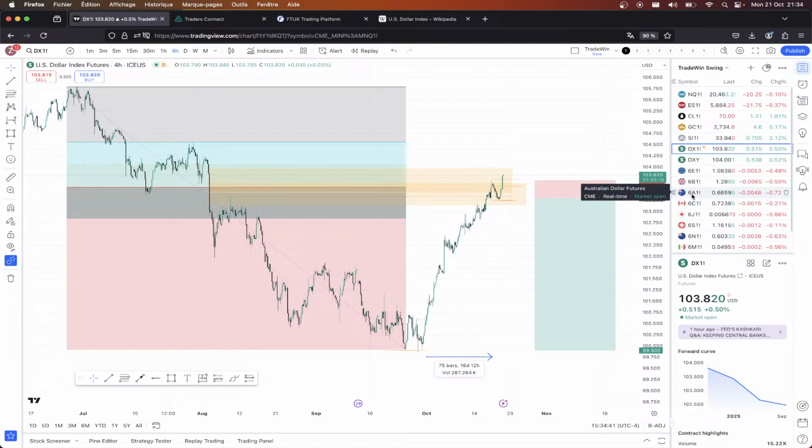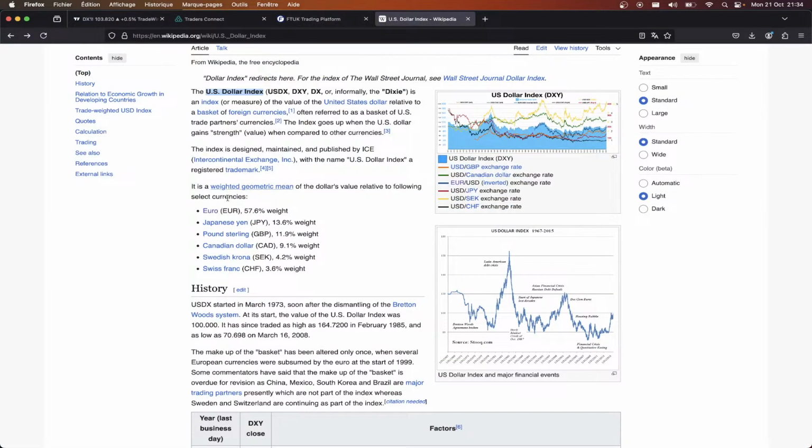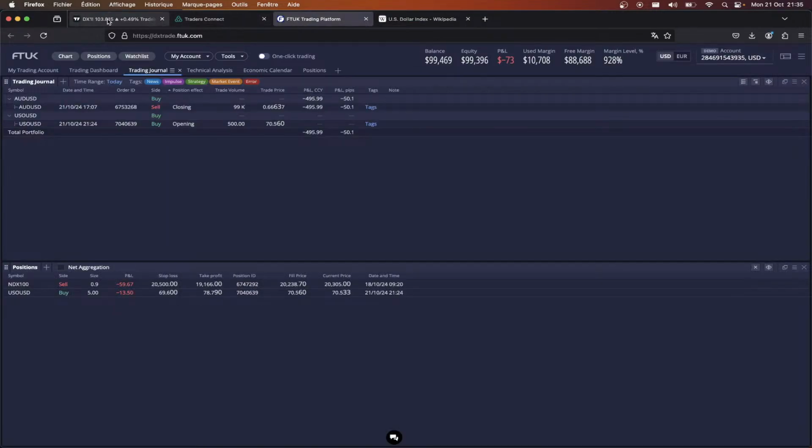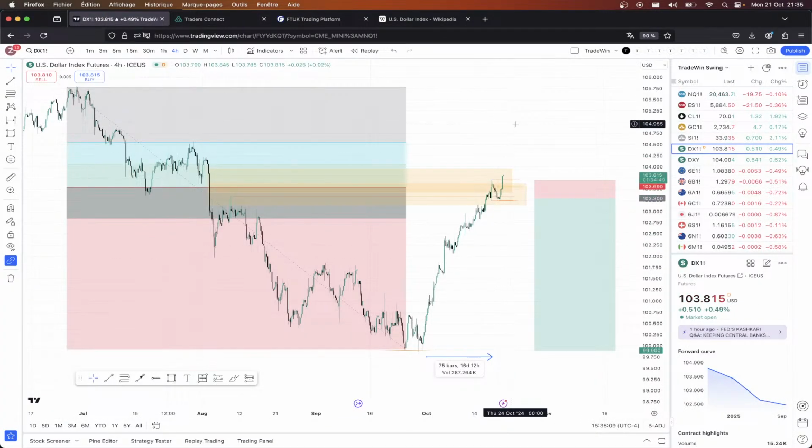Okay, I just made a mistake. I was talking about the Australian dollar. It is not here. Okay, but that's exactly the same idea. I'm not getting long into any of these when I don't see a bearish reversal. I think you understand my point.